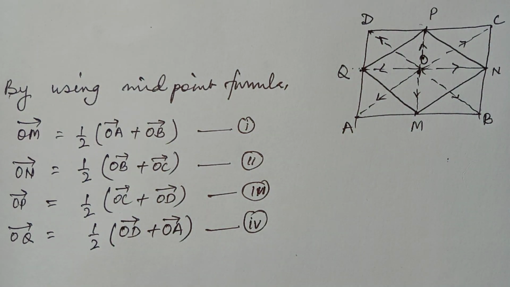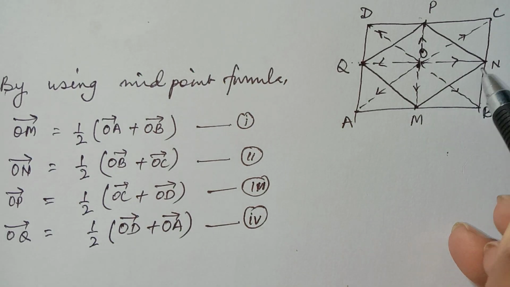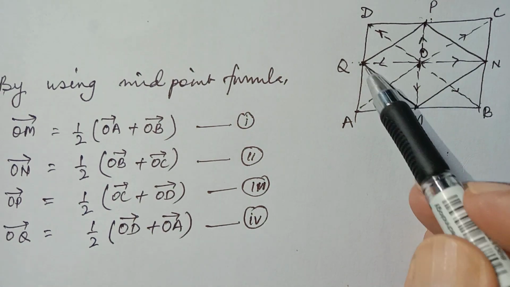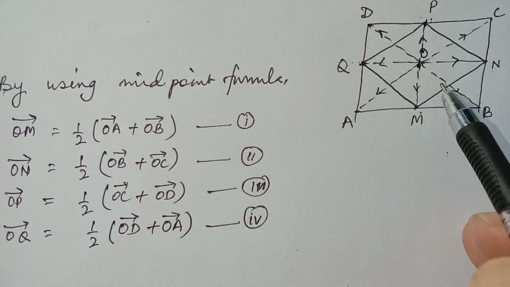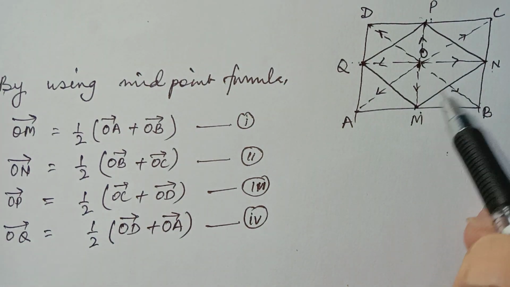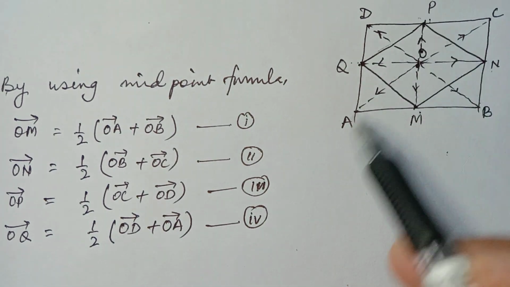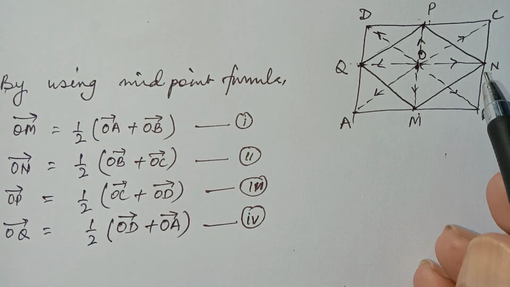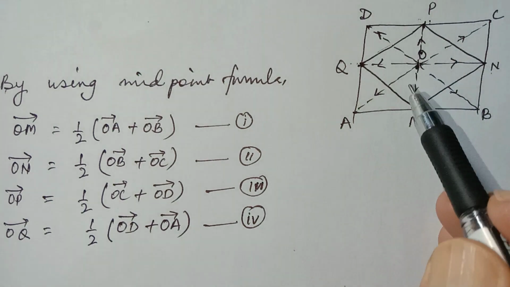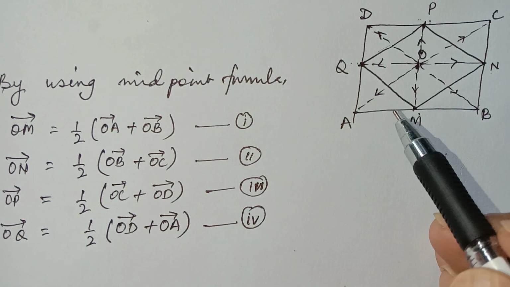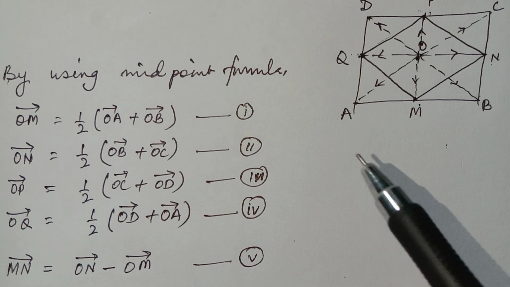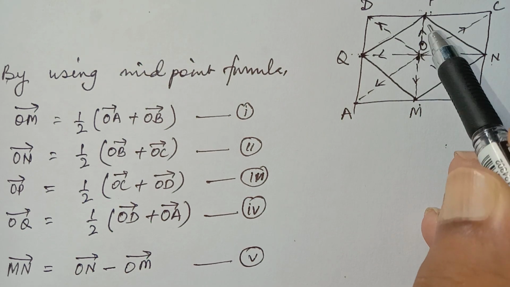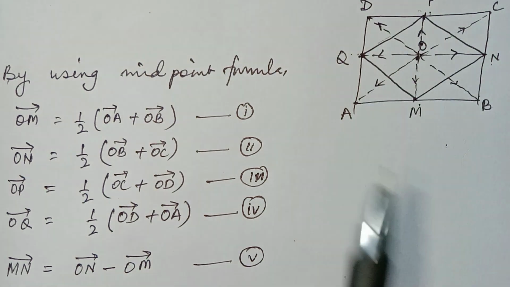Okay, so now let's check the opposite sides, MN and QP. So I have vector MN equal to vector ON minus vector OM. Let me write it. And now I have vector QP equal to vector OP minus vector OQ, so let me write that as well.